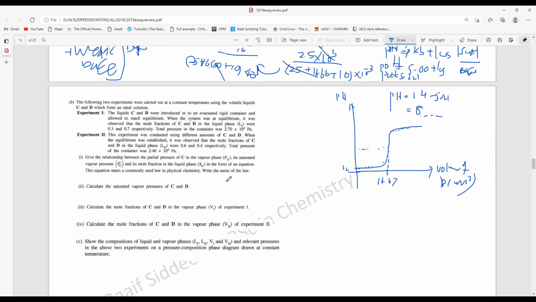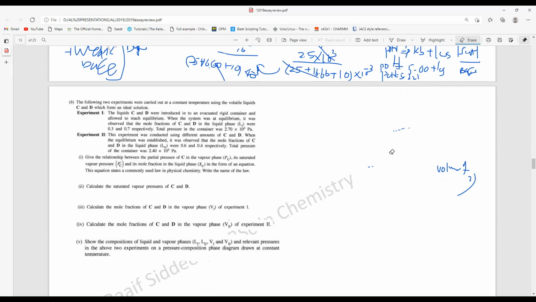Yeah, the last part, B. The following 2 experiments were carried out at a constant temperature using the volatile liquids C and D. So I will erase this part for the moment to draw the picture for part B. Right, let's draw it. So experiment 1: C and D liquids were introduced to an evacuated rigid container.